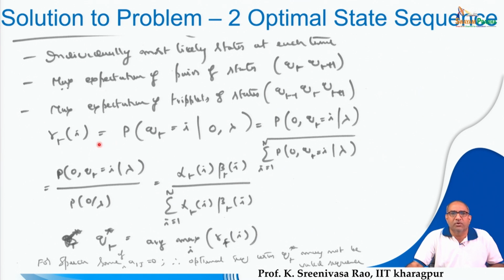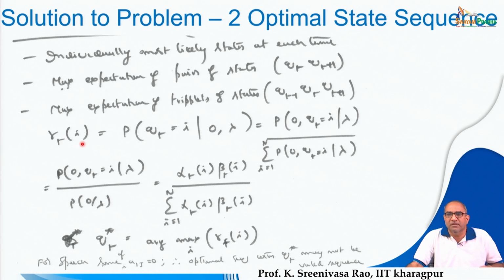This way you can compute gamma t of i, and now, as I mentioned, the individually most likely state is determined from this. Alpha t of i is nothing but the probability of the partial observation sequence, the probability of the observation sequence at time t with the system in state i, and likewise you can compute these gamma t of i for various i's.